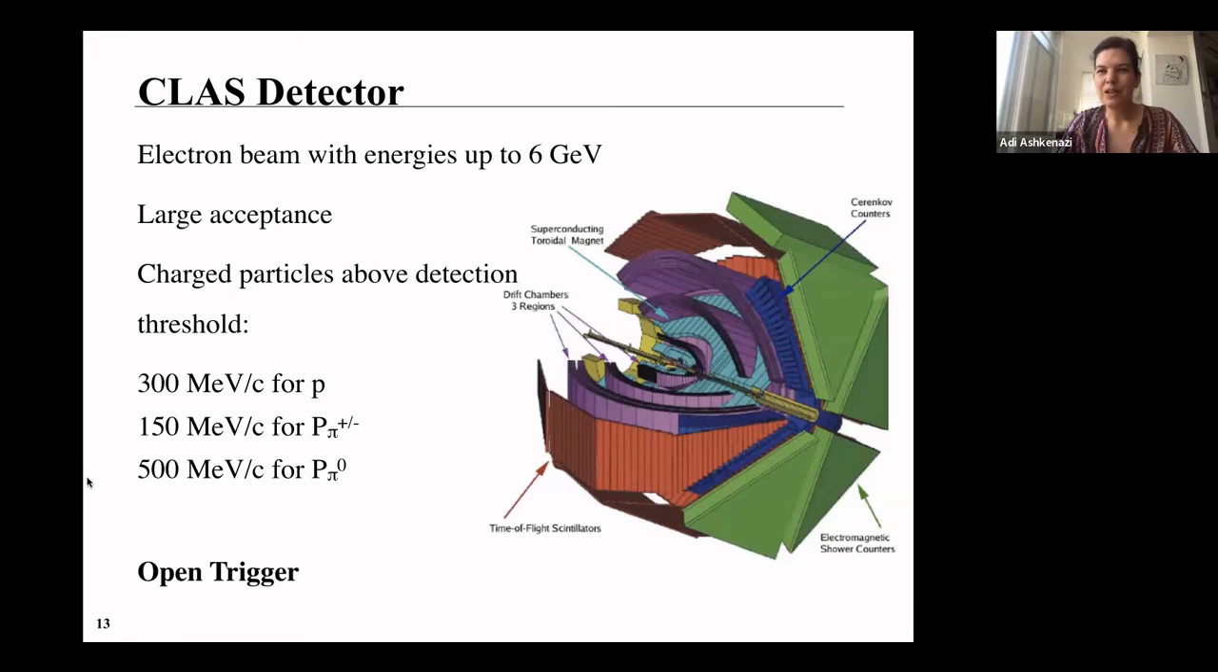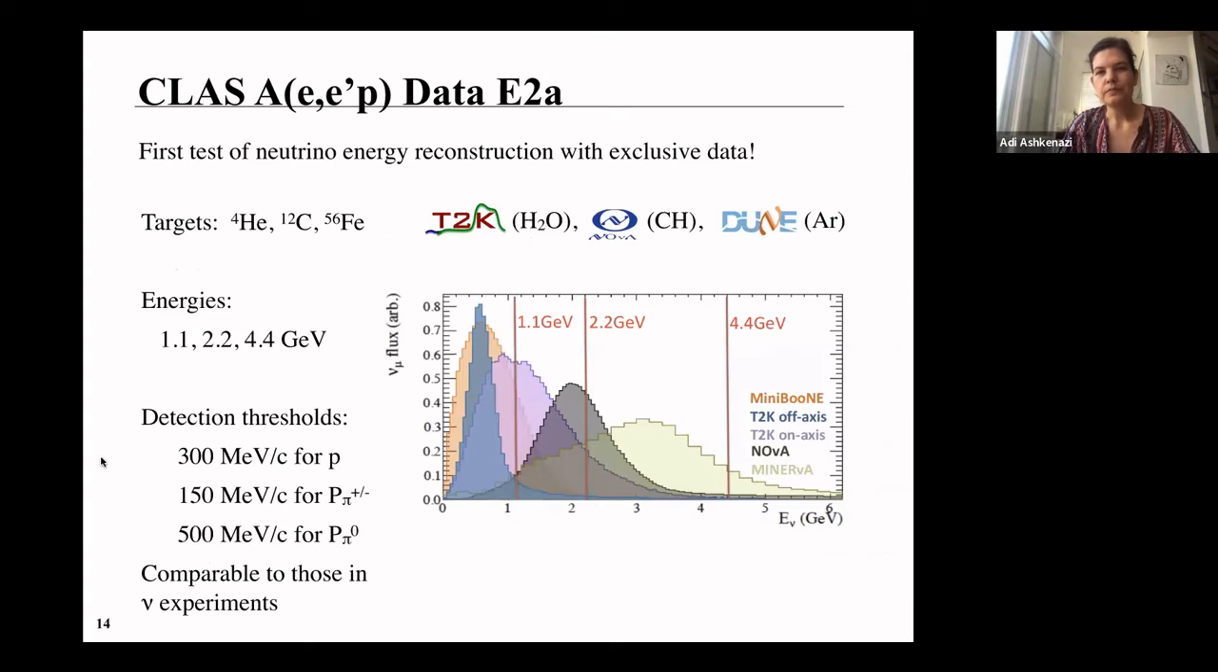Okay, so we're taking data that was collected in CLAS at JLab. The experiment already ran 20 years ago, but we have also collected data from its upgrade, CLAS12. But let's talk a bit about CLAS6, the old generation. An electron beam was aimed at this detector with energies up to 6 GeV. It has large acceptance and low detection threshold that are comparable to those in neutrino experiments, and it kept a lot of data two decades ago, and we're now diving into it.